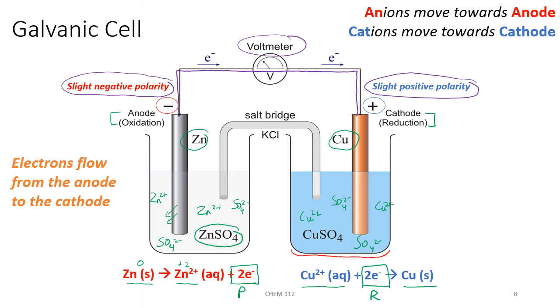And electrons always flow from the anode to the cathode. So electrons are being produced at the anode because they're a product of that half reaction. And so they're flowing in this direction. They're flowing from here all the way over to here, where they're being consumed, they're a reactant at the cathode. So it's important to always remember electrons flow from the anode where they're produced to the cathode.